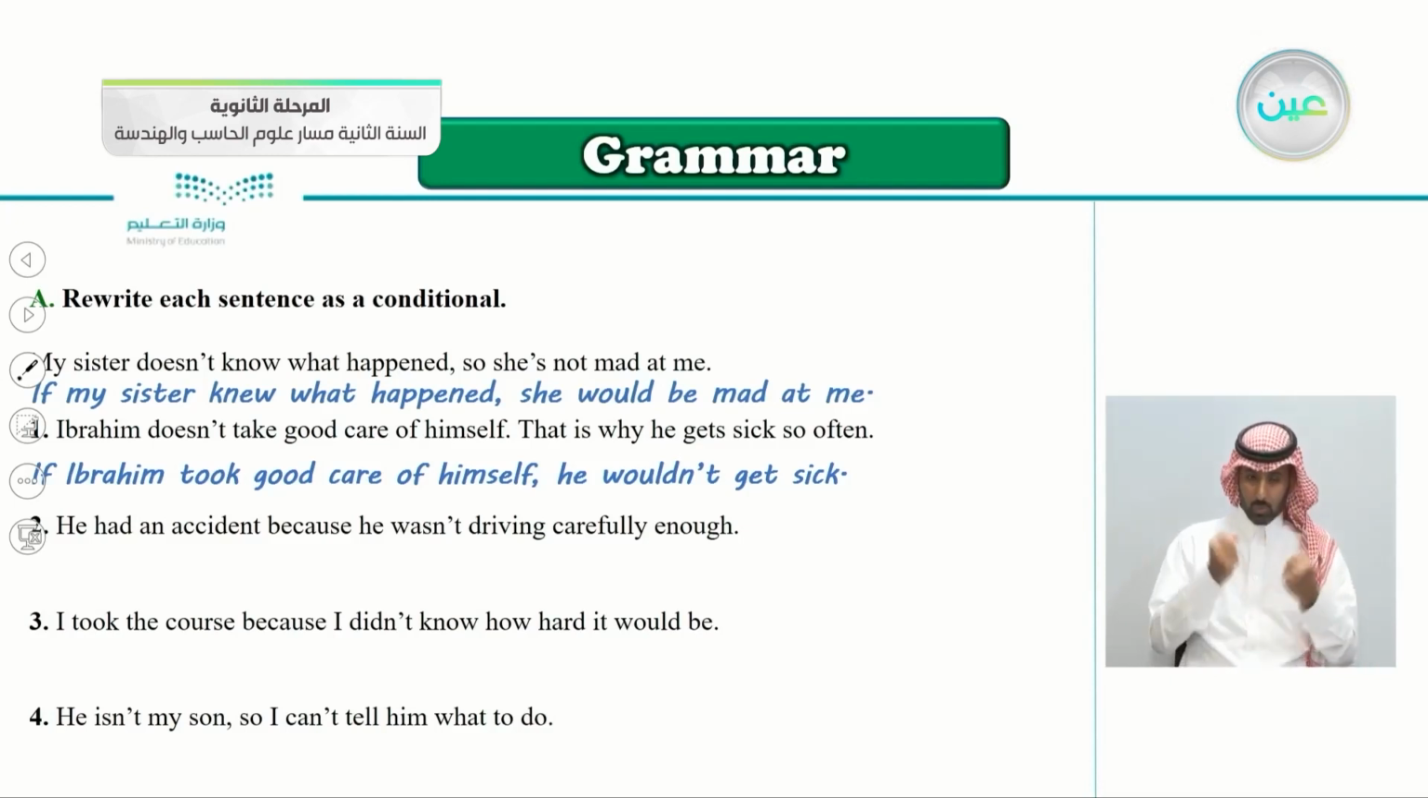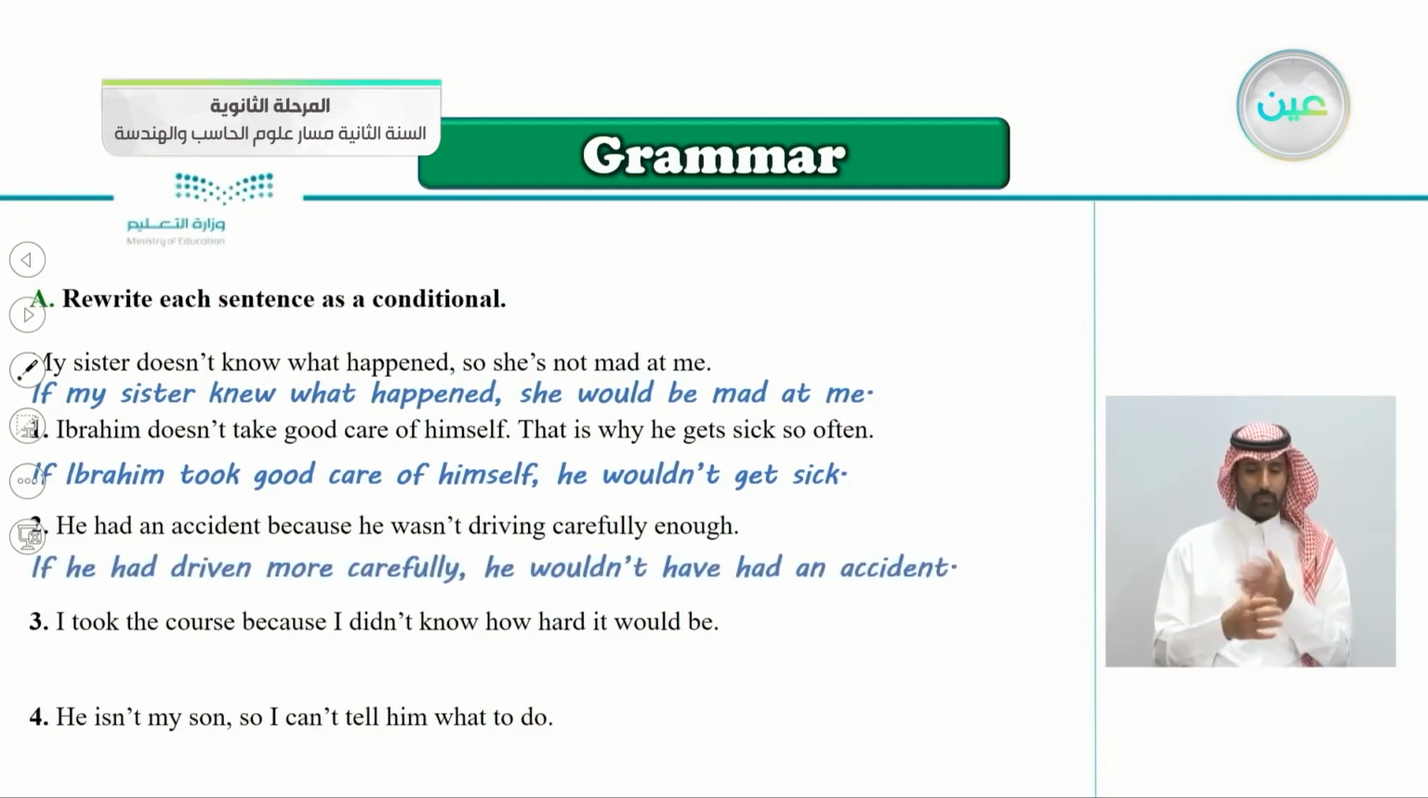He had an accident because he wasn't driving carefully enough. So let's see the correct answer. If he had driven more carefully, begin with the if here, he wouldn't have had an accident. If he had driven, because this is a past hypothetical, we use the past perfect, if you remember. More carefully, he wouldn't have had an accident.